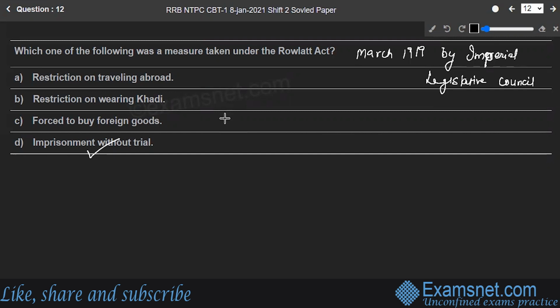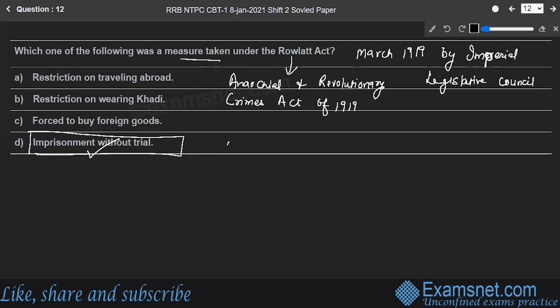The Rowlatt Act is also known as the Anarchical and Revolutionary Crimes Act of 1919. Rowlatt Satyagraha was started by Mahatma Gandhi in response to the British government enacting the Rowlatt Act. The Rowlatt Commission was appointed by the British government in 1918. Which one of the following was a measure taken under this? Imprisonment without trial. Option D is the answer to this question.